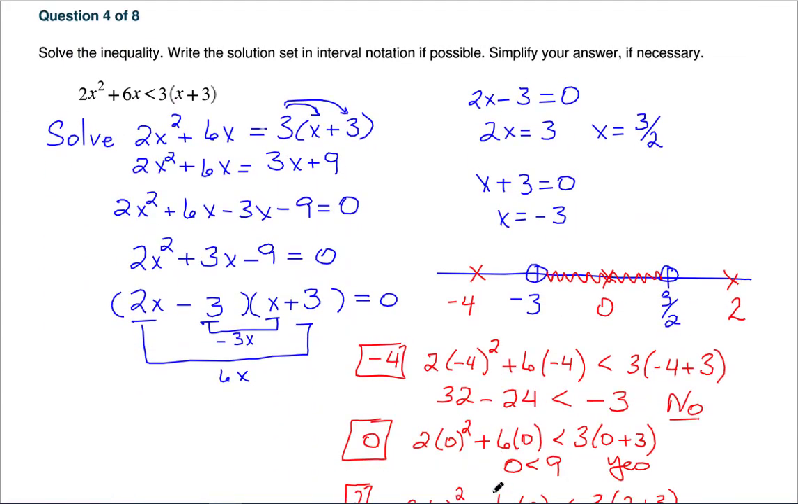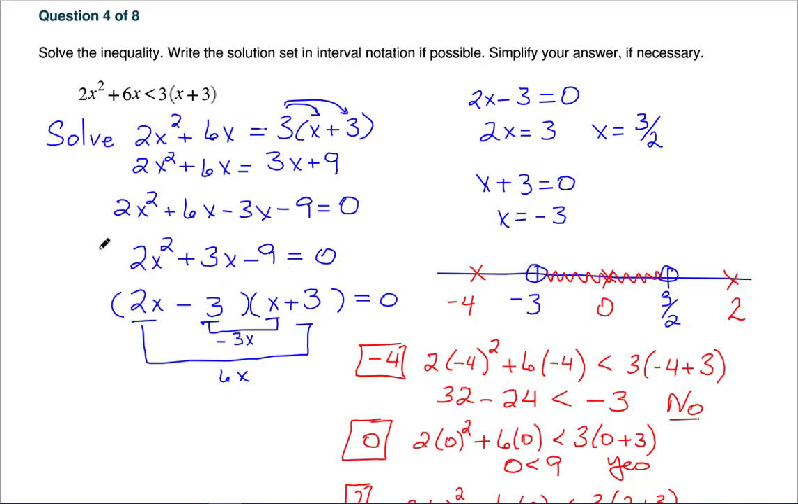All right, in question 4 here. Now, we again will set it equal and start solving. So first I distribute the 3. Now I'm going to move everything over to one side. So a minus 3x, a minus 9. Combining like terms, I've got 6x minus 3x, so that's a 3x.